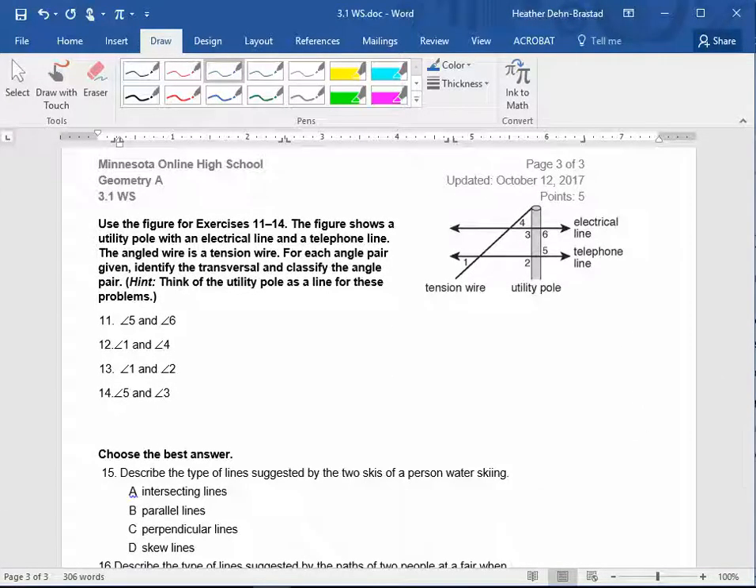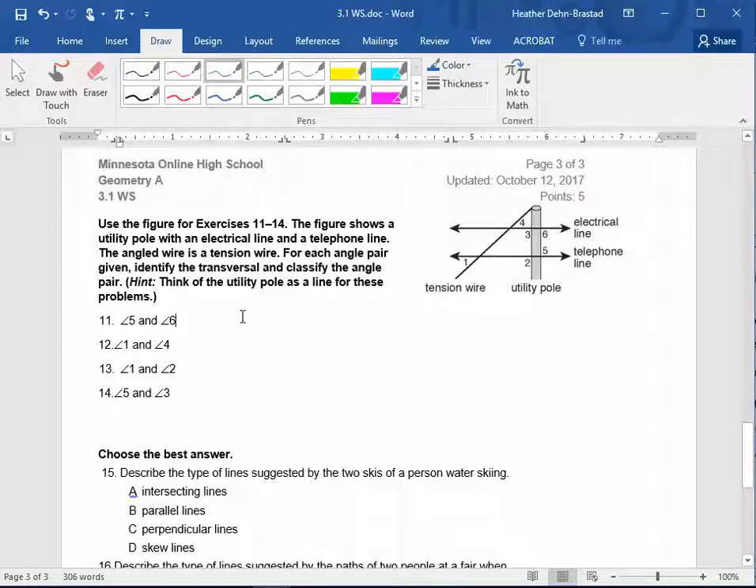Okay, this one's a little bit trickier because you have to figure out what they are using for the transversal first. They can either be using the tension wire or the utility pole for the transversal, and I think those are the only 2 options here. So we have an electrical line and we have a telephone line, and they're being cut by 2 different lines, and we have to figure out what are these pairs of angles, and what was the transversal that cut them.